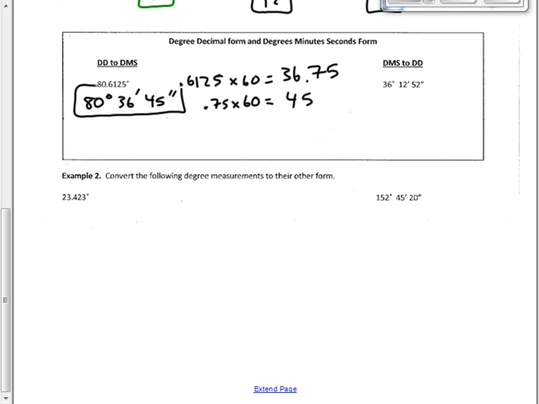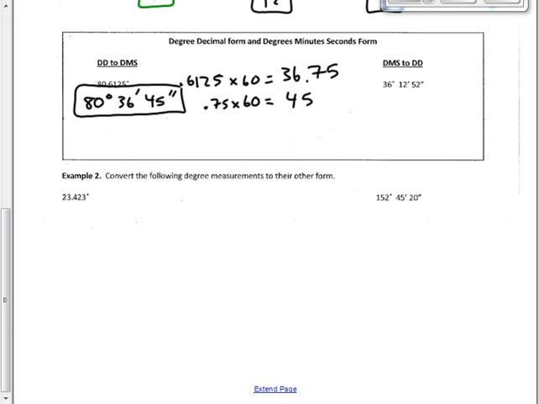And if I ended up with a decimal here on seconds, I would leave that decimal version as well. I wouldn't keep going. We go as far as degrees, minutes, seconds. We don't go into milliseconds or nanoseconds or any other smaller conversion of seconds. We stop there. And so when I go from degrees, minutes, seconds to decimal degrees, then I'm actually going to end up doing the opposite.